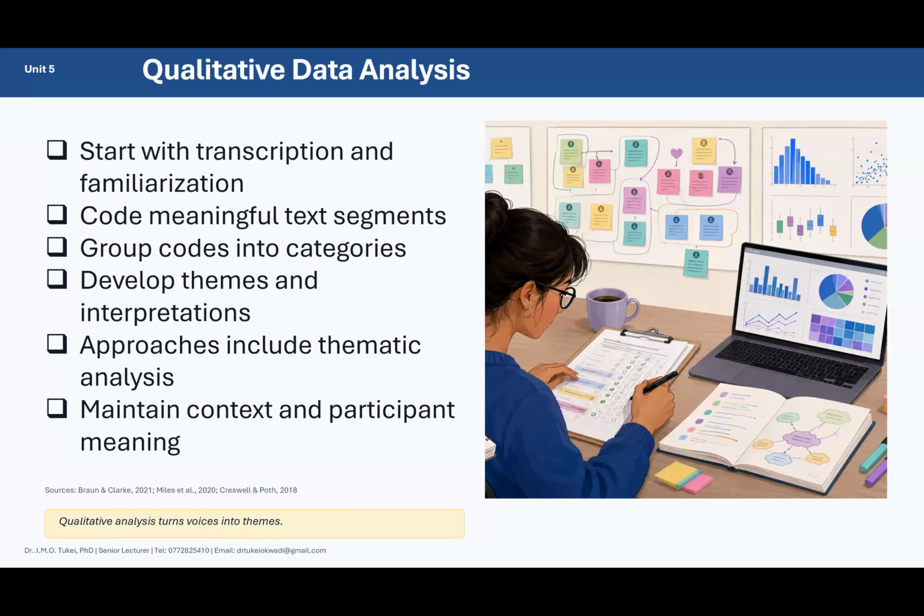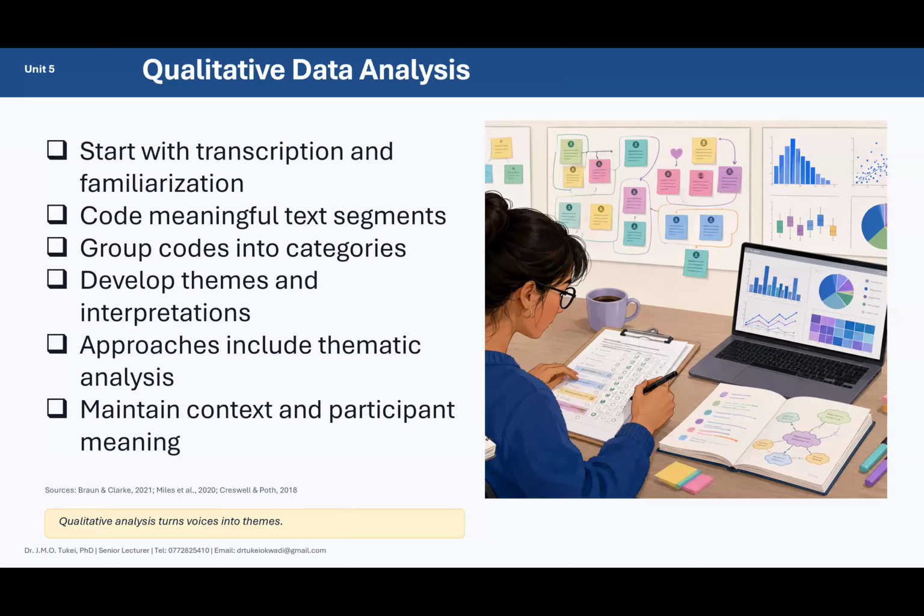We're looking at qualitative data analysis. We need to begin with qualitative data analysis. Colleagues, qualitative analysis begins with organizing data, transcribing where necessary, reading repeatedly, and becoming familiar with the material. The researcher then codes meaningful segments, groups related codes into categories, and develops themes that answer the research questions.